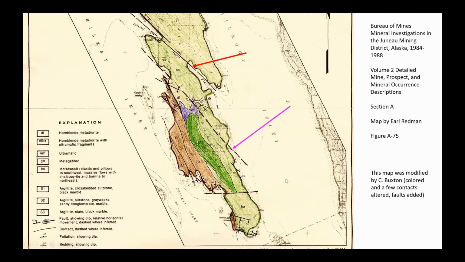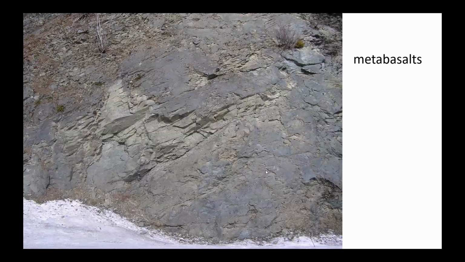Here's what those metabasalts can look like. You've driven by them every day if you live out in Mud Bay. You probably didn't even think about it. They're kind of boring. There's no layers. They just look like this kind of dull, boring gray, green rock.